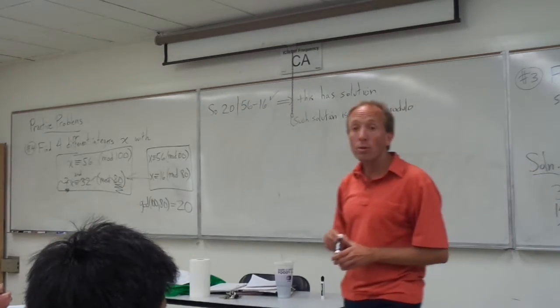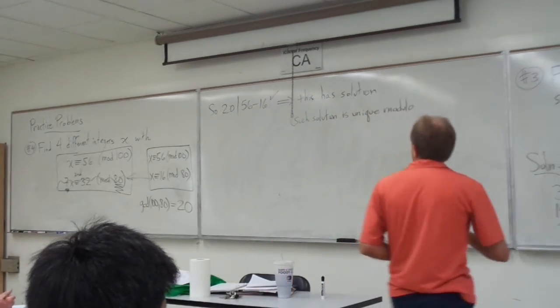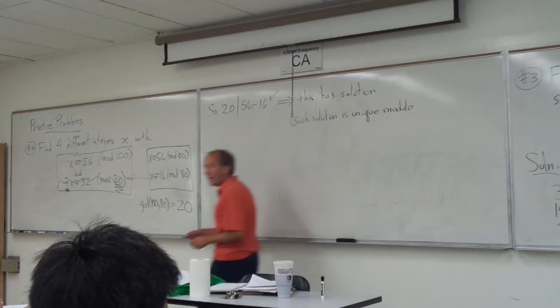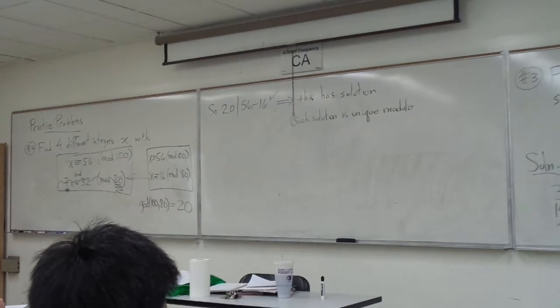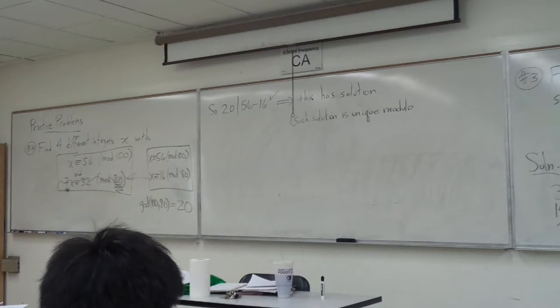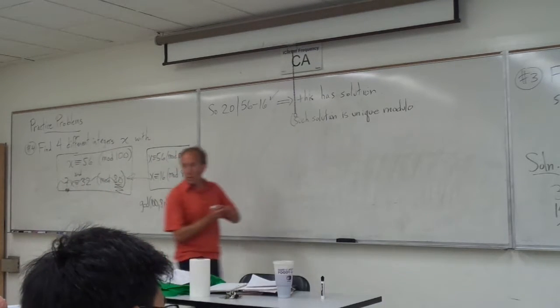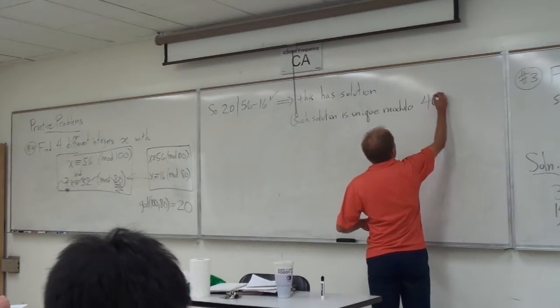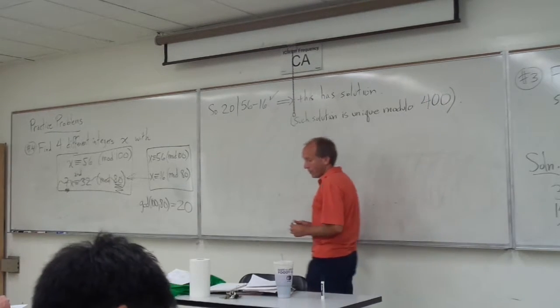Exactly, the least common multiple of 100 and 80. What is the least common multiple of 100 and 80? I'm just going to use this: I take A times B. So does everybody have 400 as the answer? So it's 100 times 80 divided by 20. Sounds like 400. Okay, good. So this is a unique solution modulo 400.